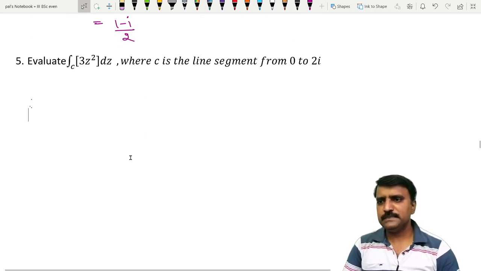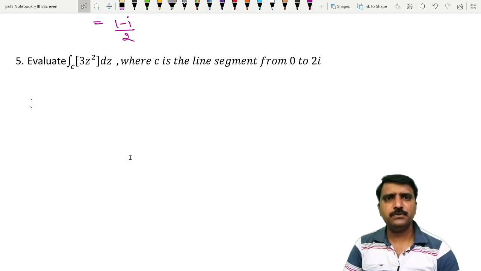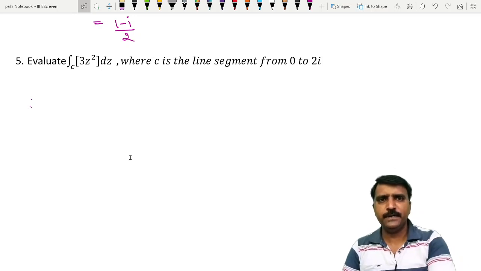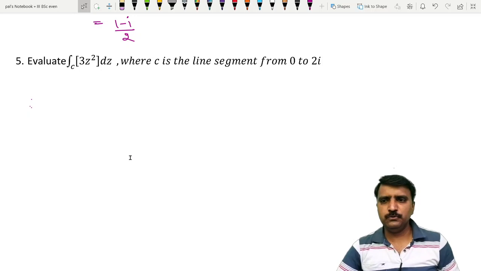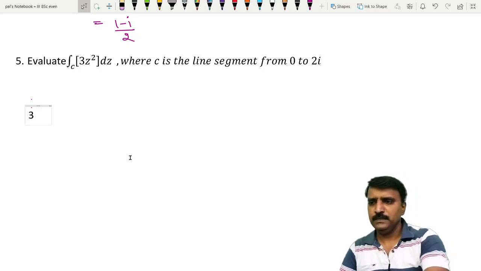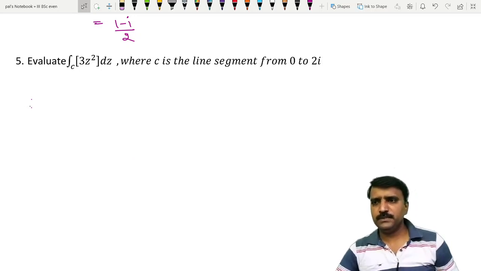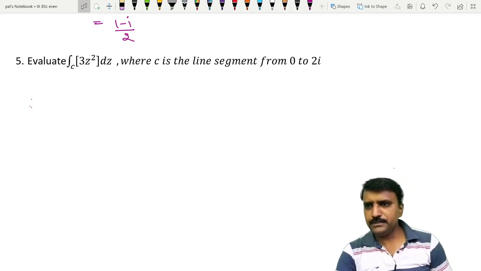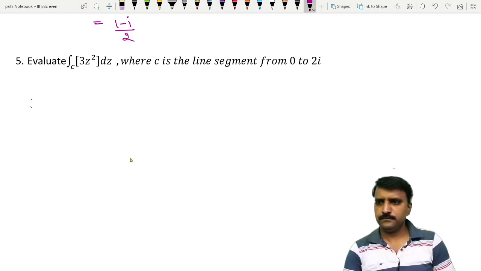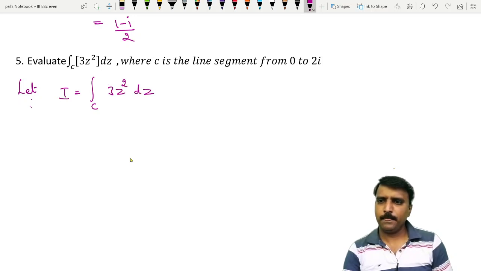As you see this, evaluate the integral over C of 3z square dz, where C is the line segment from 0 to 2i. So here, first you write the given problem. Let I is equal to the integral over C of 3z square into dz.